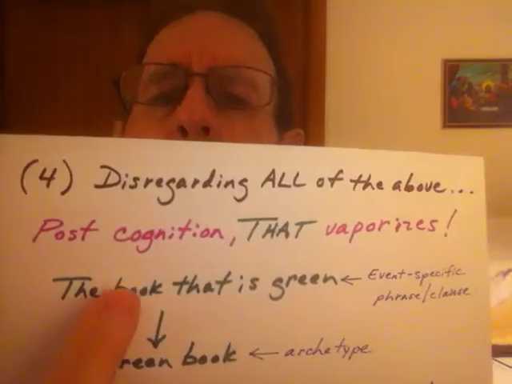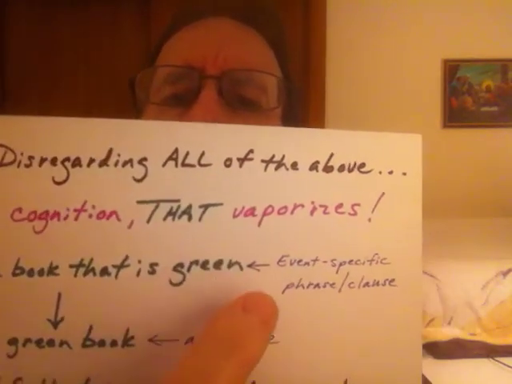Because the fourth feature that jumps out when you ask, is the word that really a relative pronoun? The fourth thing is, if you disregard all the above stuff I just said, post-cognition, after the thinking process happens, after the brain processes what you see, the relative pronoun and the relative clause, after it processes that, the word that vaporizes. It's poof, it's gone. You see, what happens is, in your brain, the book that is green is an event-specific phrase or clause. You're spontaneously talking, or you've written something and somebody's reading what you've written. It's an event-specific thing. The book that is green.